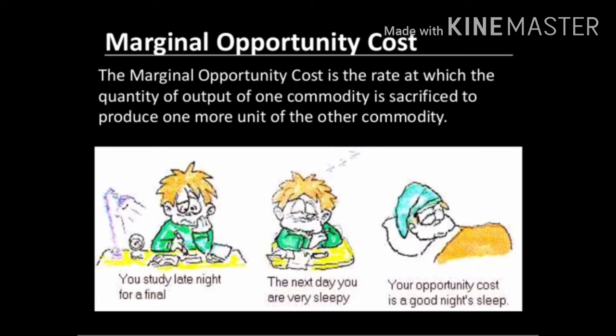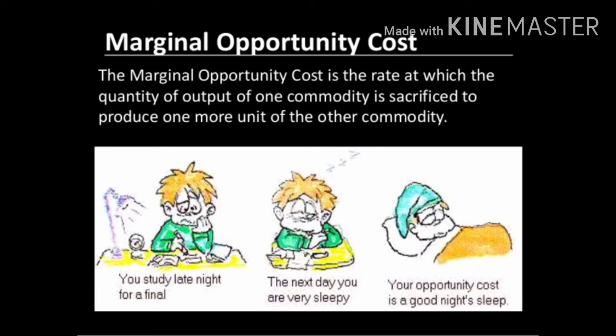So far we were saying MOC is increasing, MOC is decreasing, MOC is constant. So what is MOC? This marginal opportunity cost is the rate at which the quantity of output of one commodity is sacrificed to produce one more unit of the other commodity. That is, in simple terms, opportunity cost is the next best alternative forgone. Suppose you want to produce wheat, what do we have to sacrifice? Cloth production should be sacrificed. Suppose you want to produce cloth, wheat production must be sacrificed. That is called marginal opportunity cost.